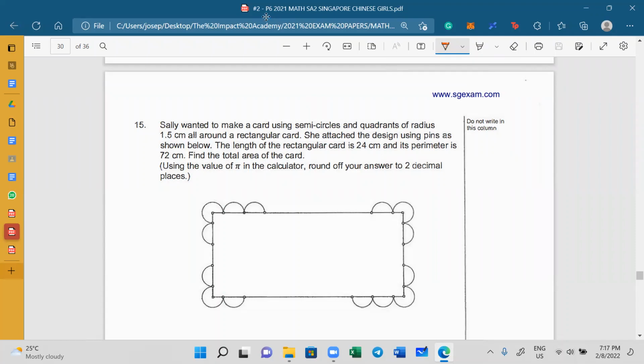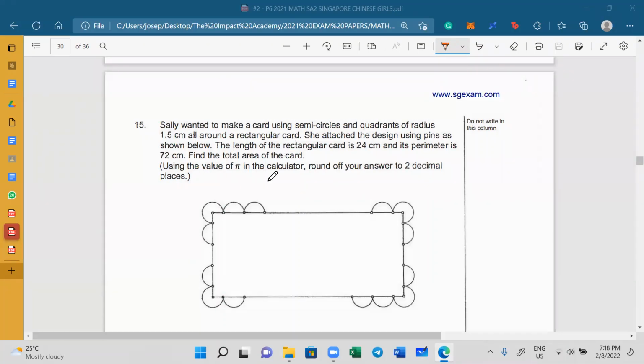Looking at this question, this is from Singapore Chinese Girls School SA2 P6 2021, question number 15. Over here, as you can see, Stacy wanted to make a cut using semicircles and quadrants of circles 1.5 centimeters all around a rectangular cut.